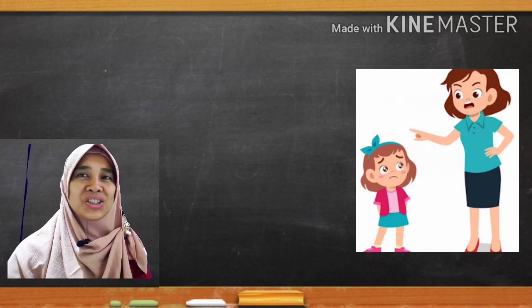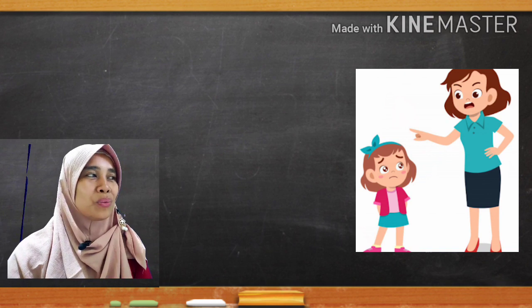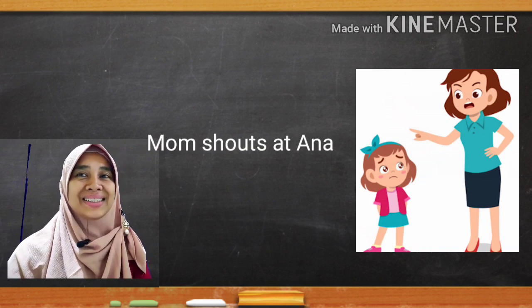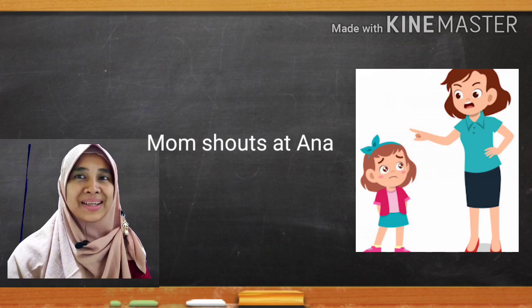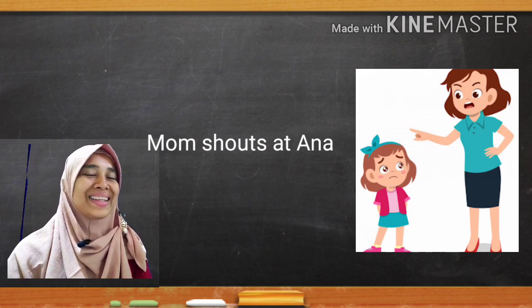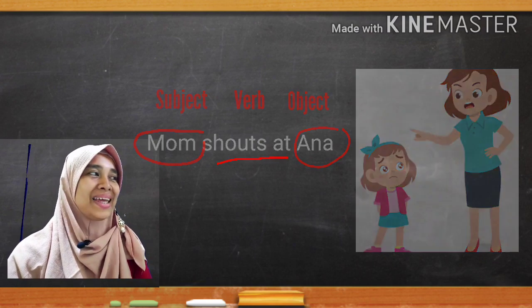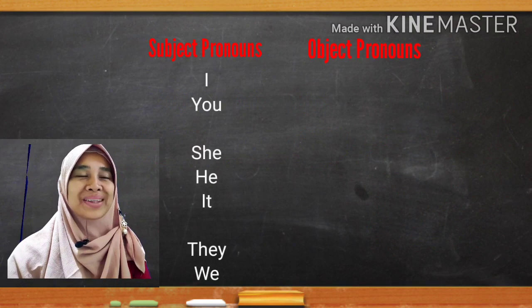This is Anna. She seems unhappy. Well, because Mom shouts at Anna. In this sentence, do you know which one is subject and object? That's right. Mom is subject, Anna is object, and shouts at is verb.